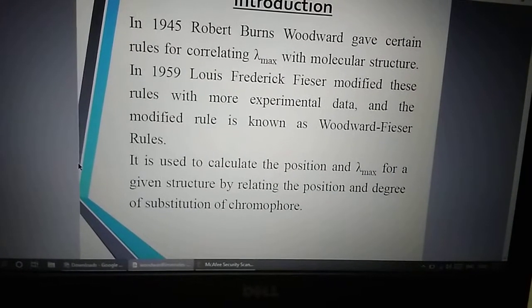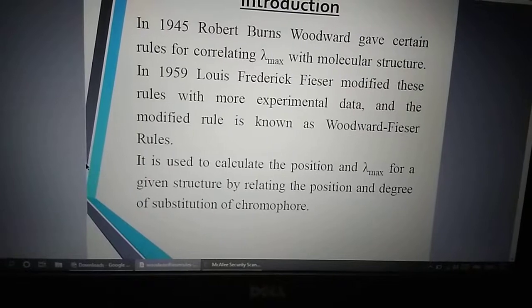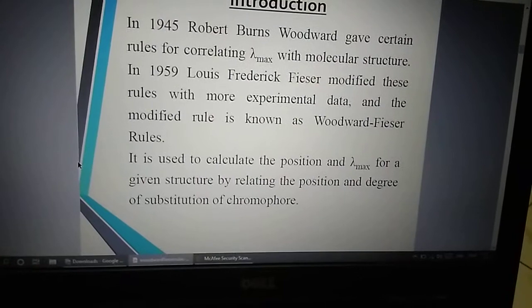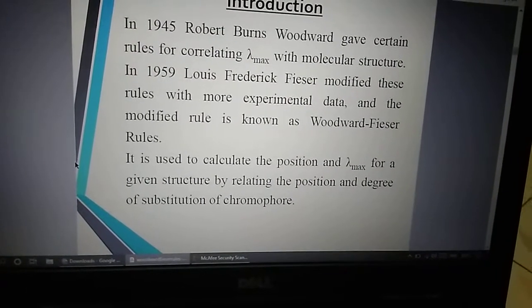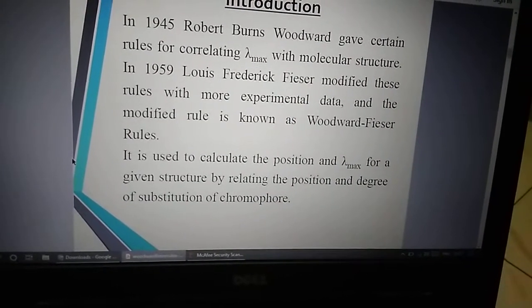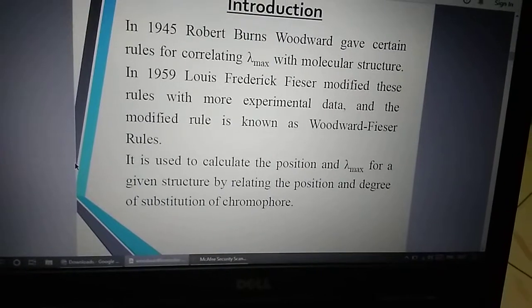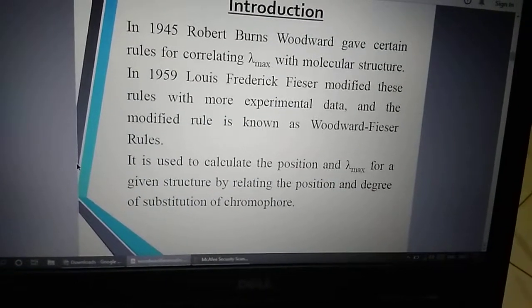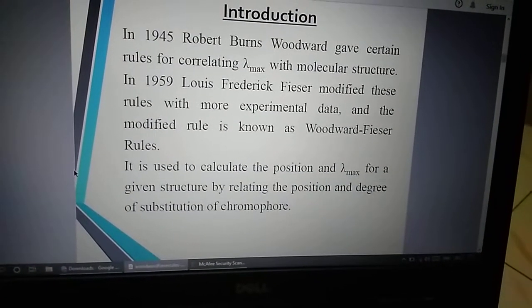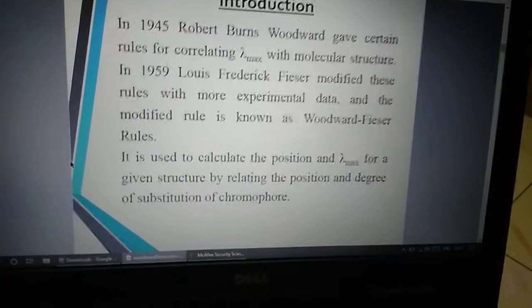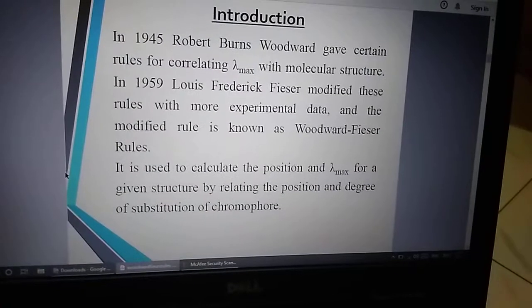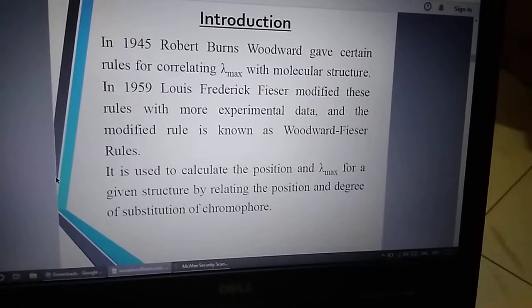These rules are mainly used to find the lambda max with the help of molecular structure. Generally we find the lambda max in the laboratory. How do you find the lambda max? You take the absorbance at various wavelengths and select the wavelength where the absorbance is higher. That wavelength is taken as the lambda max. But in this case, Woodward and Fisher gave some rules, so without doing practical work, by simply seeing the structure, you can find the lambda max.